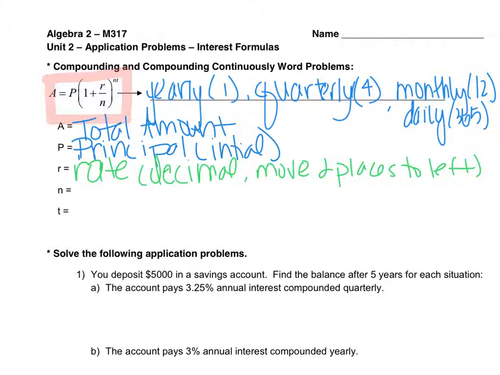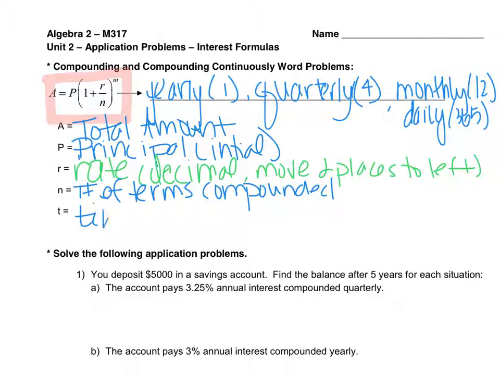N stands for the number of terms compounded, and that's what we did up here. The number of terms compounded is everything we wrote up there. And then the last one stands for time. Once again, you do need to have this equation memorized, and understand that n is the number of terms compounded.